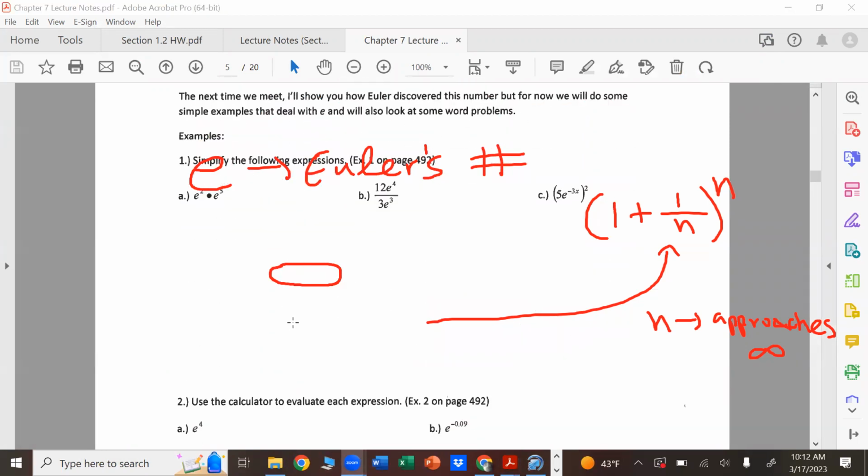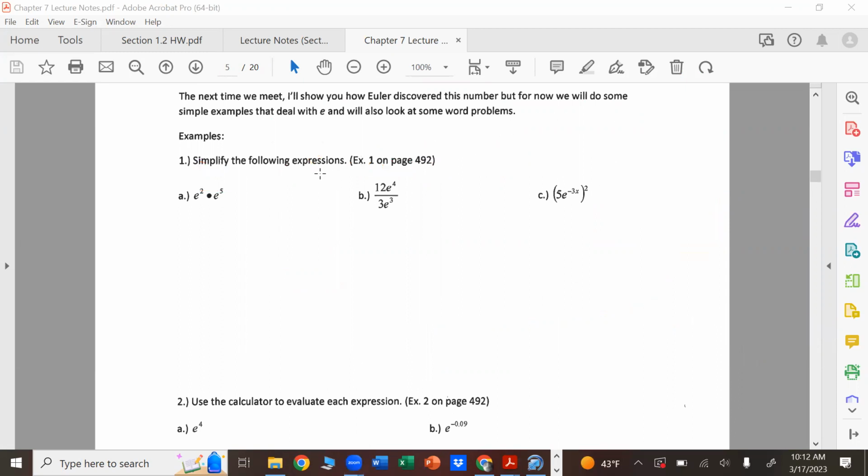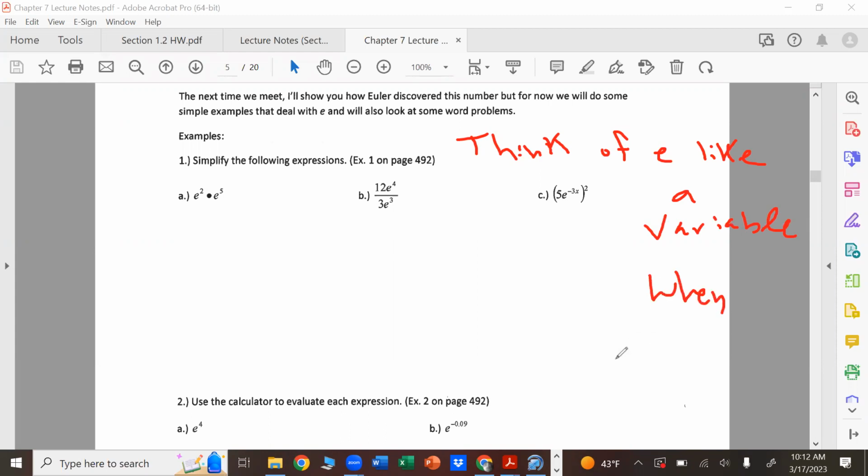But the math here is going to be really easy. It's going to be just a lot of review from what we did on Wednesday, as well as review from previous units. So, for example, for the first problem here, you're asked to simplify. Think of e like a variable. That's what I'd say. Think of e like a variable when simplifying.